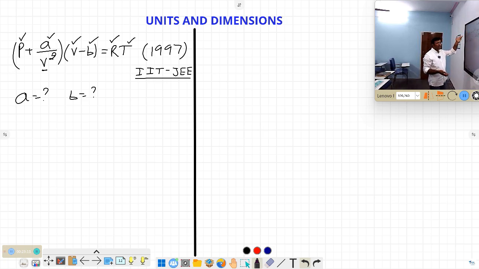They have already given the equation, equal to RT. Using this, they are asking to find the A and B values, which means this equation is correct according to them. So according to correctness, this equation is correct. Based on that phenomenon, we are going to solve the problem. In this case, I already told you that this contains terms.